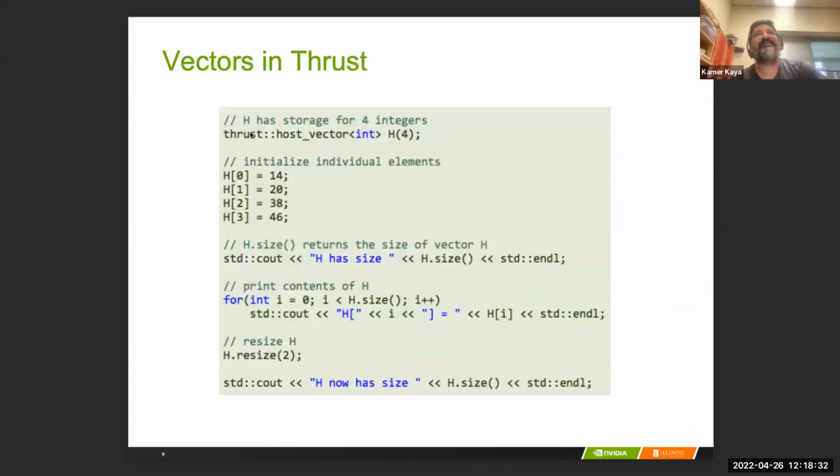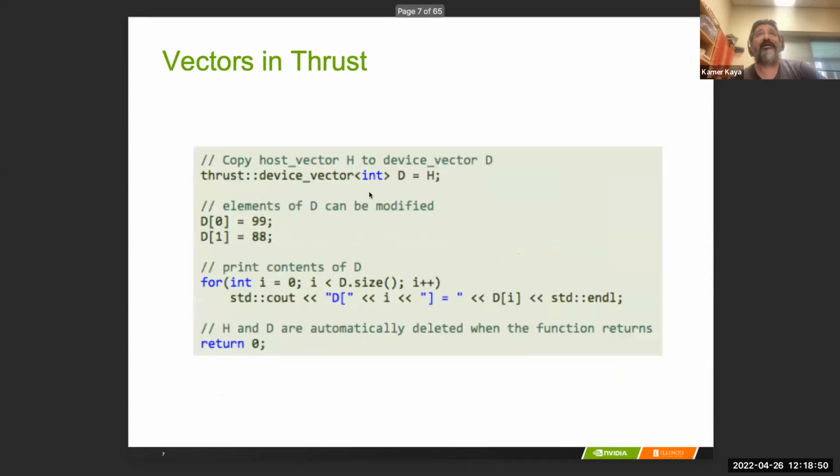With Thrust, for instance, you can say that I am creating a host vector. That's a vector on the host, on my server, and I am initializing elements. After that, I can resize it and print the contents. Then I can initialize a device vector. This time it's a vector on the GPU, and I can create it from H very easily, seamlessly. You don't say, transfer this memory address to the GPU and give me the pointer. You are not interested in this kind of coding. You can easily say D is equal to H and you are done.